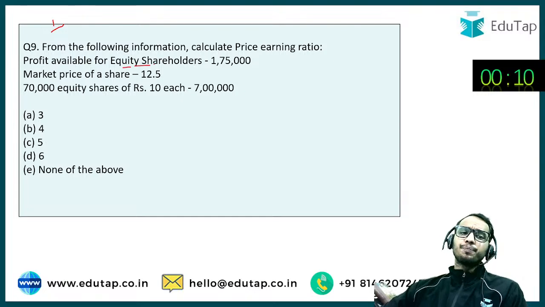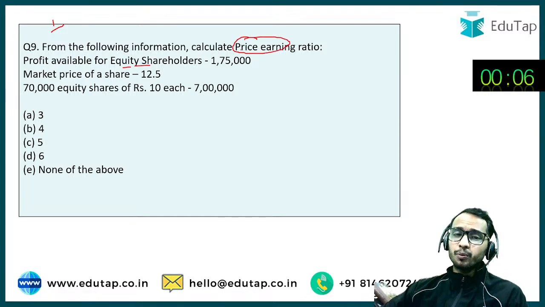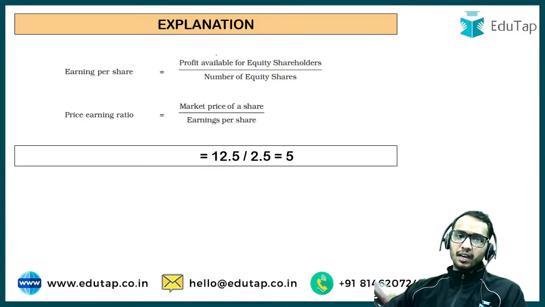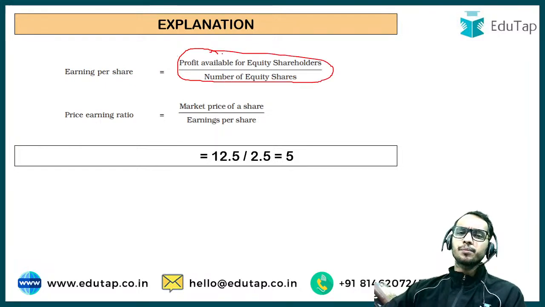Now, profit available for equity shareholders. So you have to calculate price earning ratio. So very easy question again. You have to calculate price and the earning. Earning means EPS. Now the formula again, earning per share is what? This is earning per share: profit available for equity shareholders divided by number of equity shares.